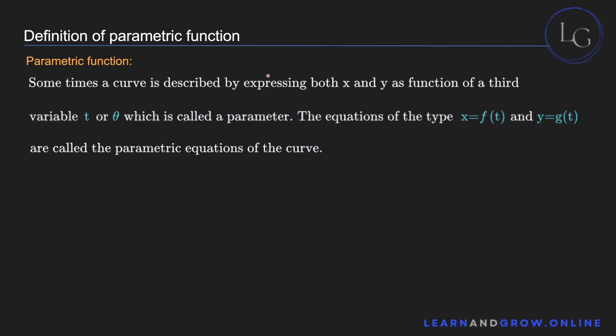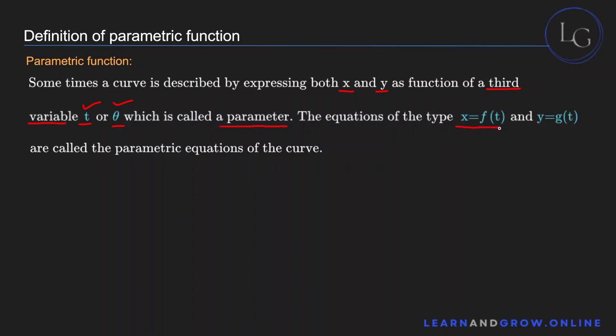Sometimes a curve is described by expressing both x and y as a function of a third variable, which can be anything, but in general we have t or theta, t being time and theta being an angle. So basically x and y change with respect to time or with respect to theta, the angle. And these two are called parameters. And the equation is of this type.